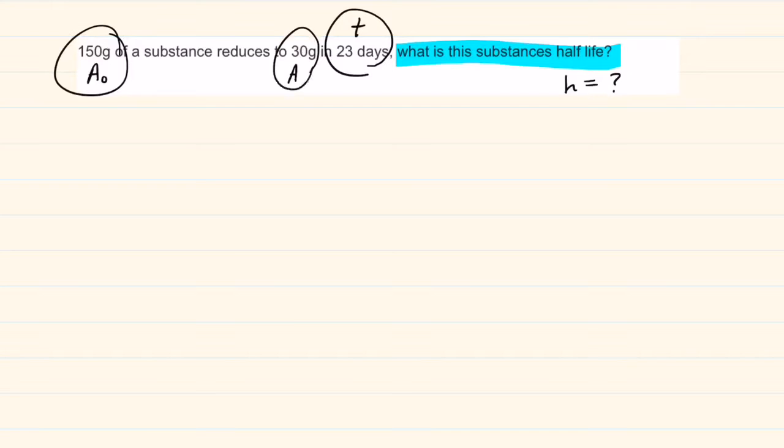So what's always tricky with a half-life question, and what you have to remember, is that it's decay. So it's always starting with a higher amount and going to a lower amount. But those are our numbers. We can plug them into the formula. And we get 30 equals 150 times a half to the power of 23 over h.